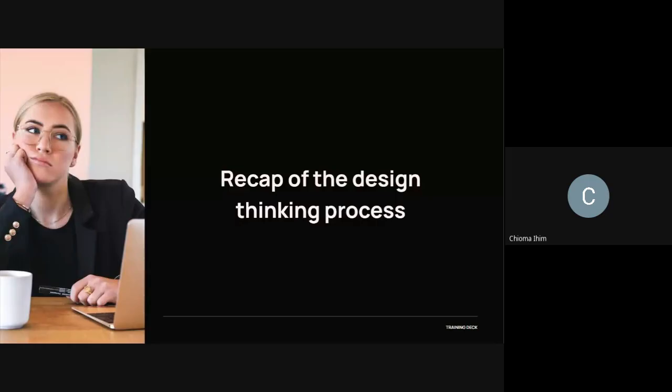I feel like the design thinking process is the empathizing phase where you first of all understand the user, and the defining phase. That's where the design thinking process comes about.